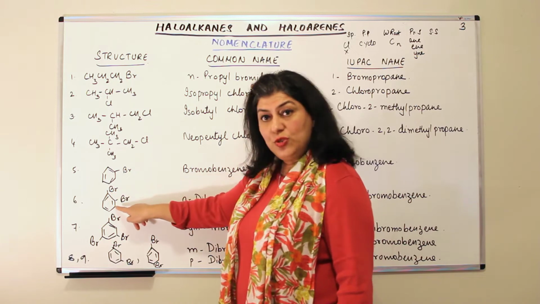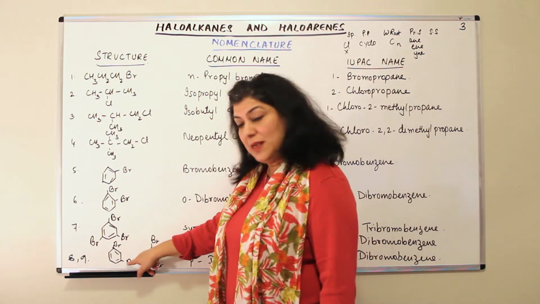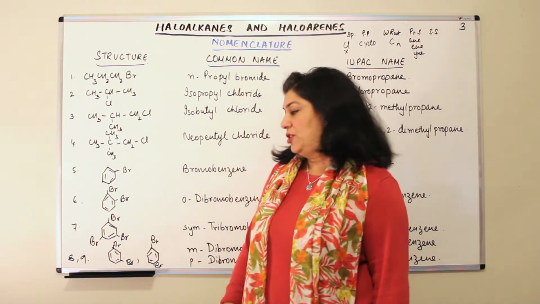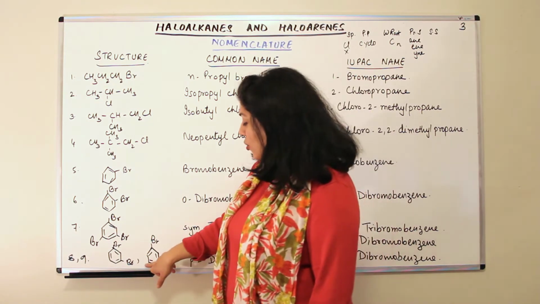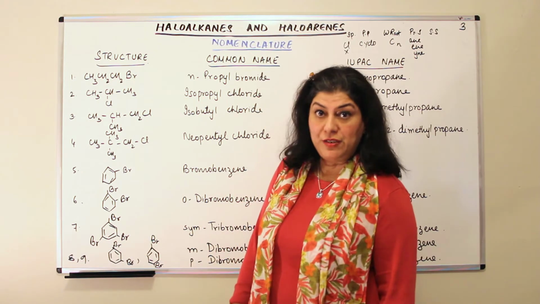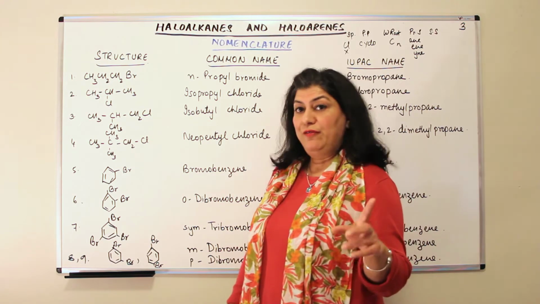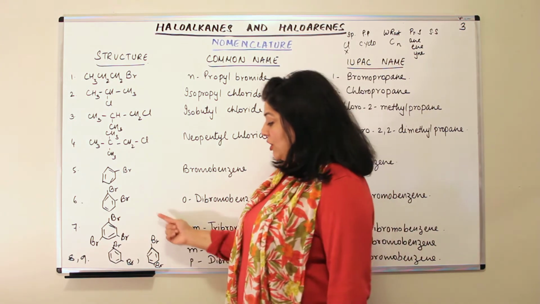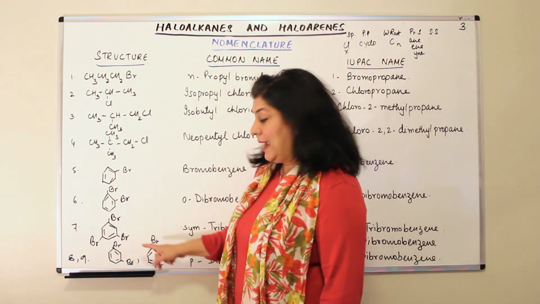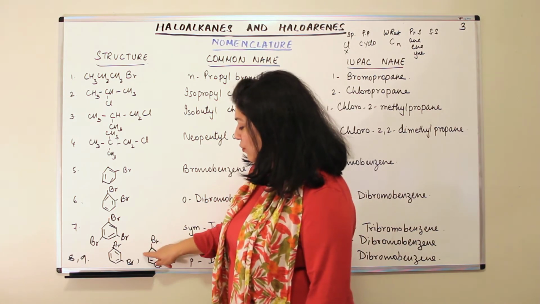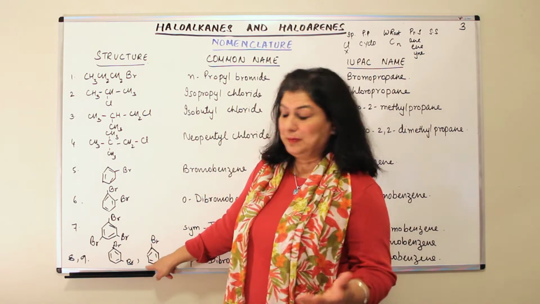One is a 1,2 substitution, one is a 1,3 substitution, and one is a 1,4 substitution. Now you might say, why doesn't this go here then? Then you would have a 1,5 substitution. No, you would not, because then you would count from the other side. And from this side, when you count this, it would be the 3rd carbon, so it is the same thing.